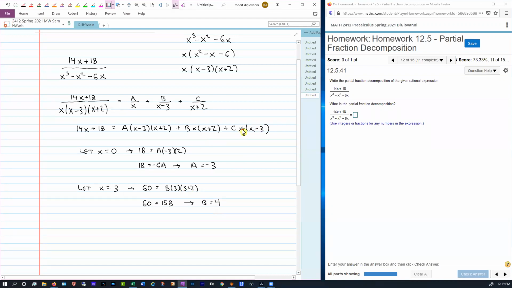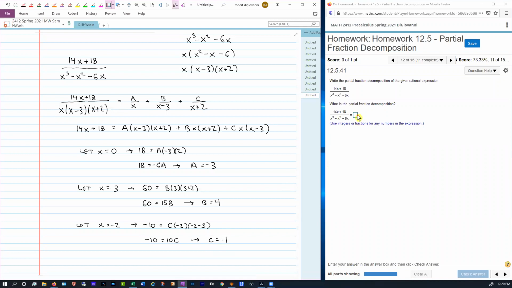All right, last one, if we're going to get this one, we have to let x be -2 to kill these two off. So let x be -2. And if we do that, the left side, that's -28 plus 18 is -10. And then these two are gone. So we have c, we have -2, and then we have -2 minus 3. So this gives us -5 times -2, that's 10. So 10c equals -10, so c is -1.